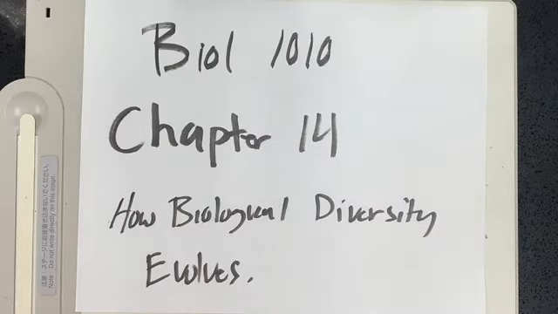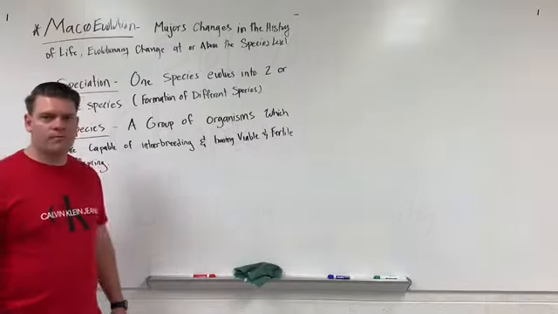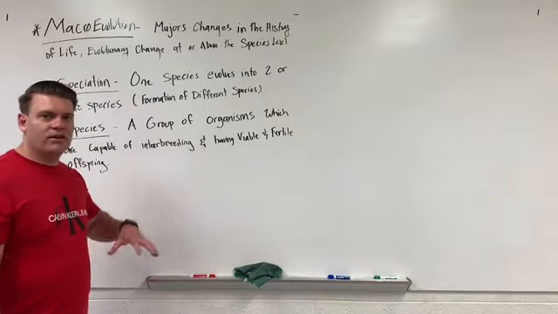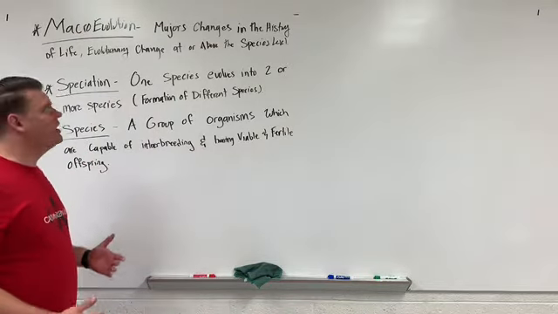For today, we're going to be going over chapter 14, which is how biological diversity evolves. So we're really going to be looking at macroevolution. Now, based off macroevolution, we're able to create new species in the evolutionary history of life. Okay, so with that idea, let's talk about what is macroevolution.